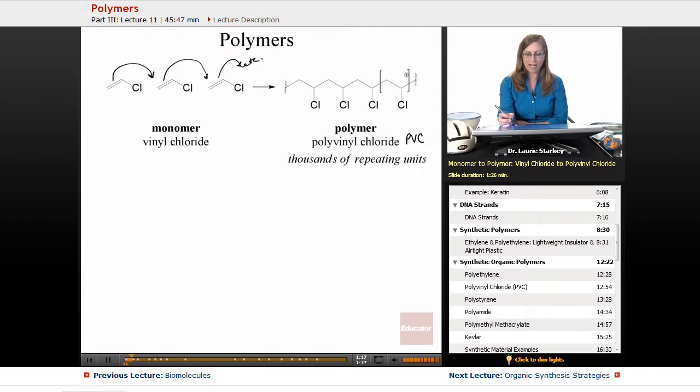Now notice I put a bracket around here. This is showing the repeating unit. It has a chlorine and two carbons, and a chlorine and two carbons. So one thing we can do when we look at a polymer is try to identify what the monomer component is and what the repeating unit is that goes on through the polymer.